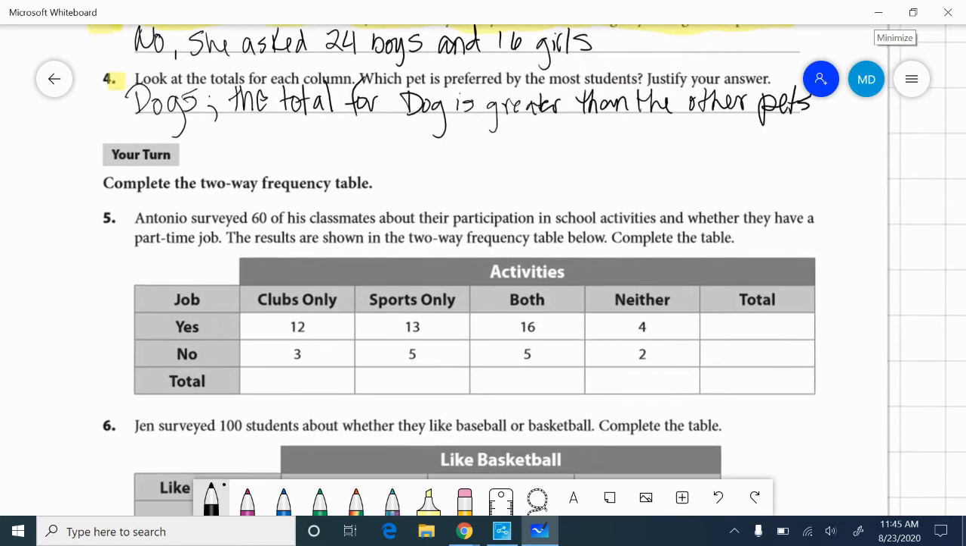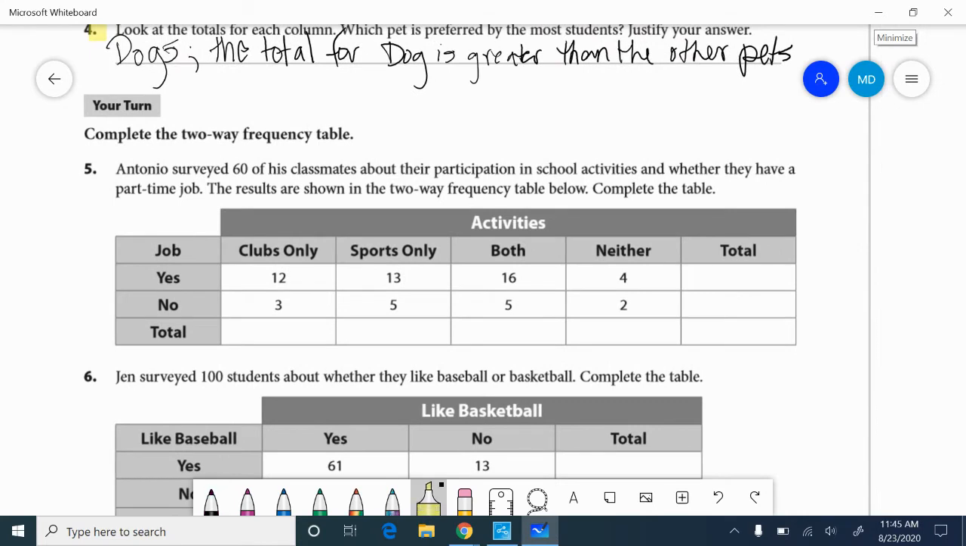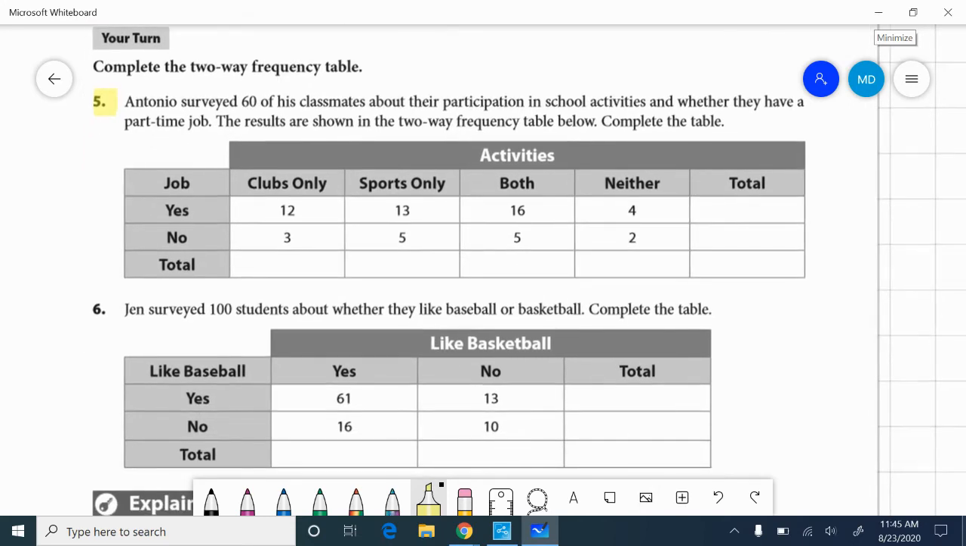All right, so now we're moving on to number 5 here. Complete the two-way frequency table. We have Antonio, and he surveyed 60 of his classmates about their participation in school activities and whether they have a part-time job. The results are shown in a two-way frequency table below. So we're going to complete it.